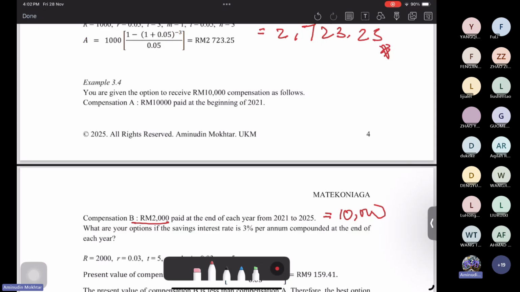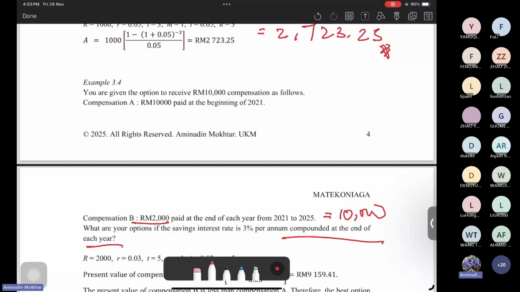But the question is, what are your options? Which is the best, option A or option B, if you assume that the interest rate is 3% per annum compounded at the end of year? We need a method that we can use to help us make a conclusion. Which one is better, compensation A or compensation B?